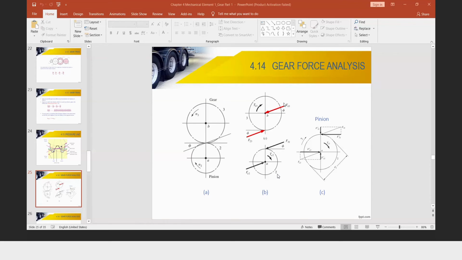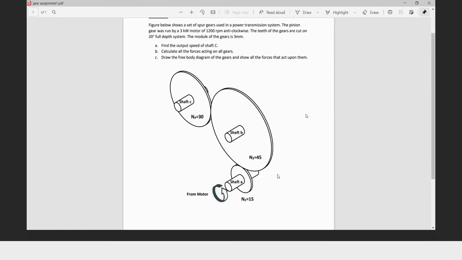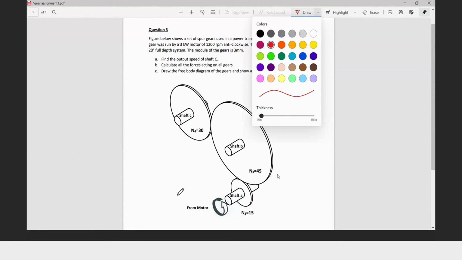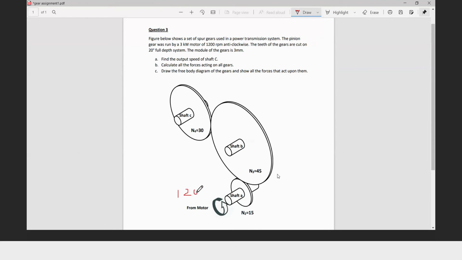Okay, I want you to find the output speed of shaft C. Can you see? Okay, sorry guys. The first one that I tested you on. Find the output speed. Okay, what is the output speed? The figure below shows a gear train in power transmission. Can you see this figure, guys? Okay, given the motor, what speed did it give? It's already given that the speed from the motor is 1200 RPM.